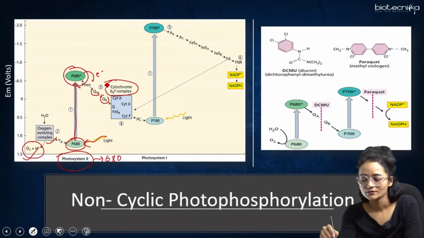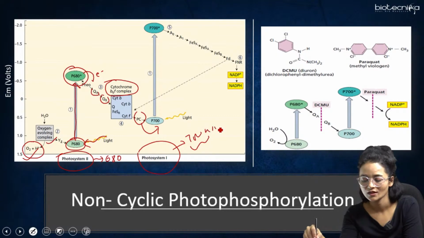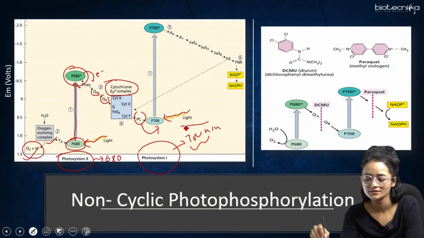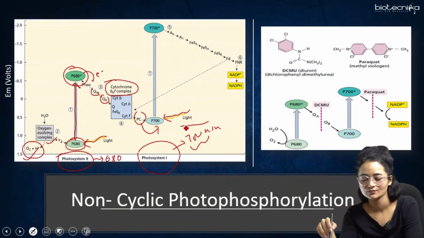Then from this cytochrome B6F complex, the energy is transferred to the plastoquinone. From plastoquinone, the energy is transferred to photosystem 1. This is the other reaction center, which absorbs light of 700 nanometer, right? So 700 nanometer light falls on it. It absorbs light, and apart from that, there is all the electron transfer. The energy transfer also takes place from the P680 till this P700.